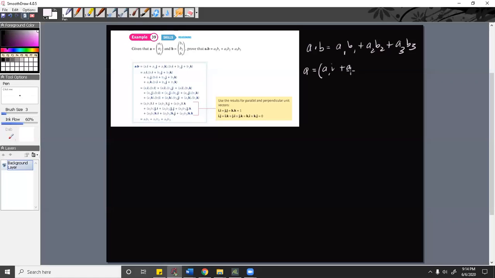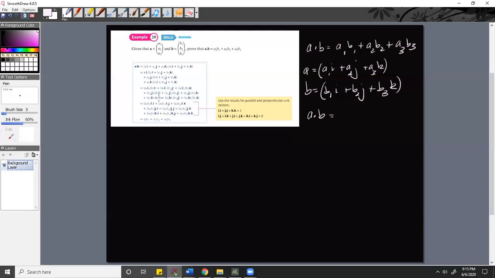A1i plus A2j plus A3k, and B is equal to B1i plus B2j plus B3k. And then to multiply them, A dot B, they've just used the distributive property. So they've multiplied A1i by B1i, B2j, B3k, A2j by B1i, B2j, B3k, as you normally would if you were multiplying matrices, actually.